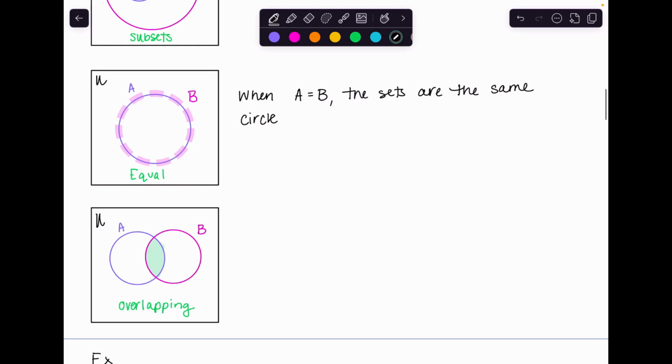So here A and B have some elements in common. But they both contain at least one element the other does not.